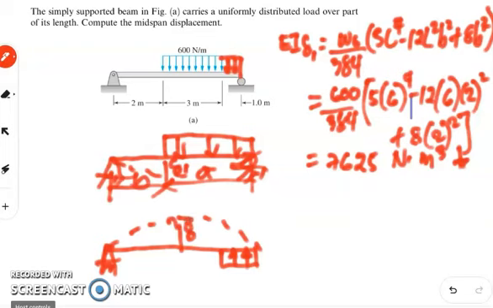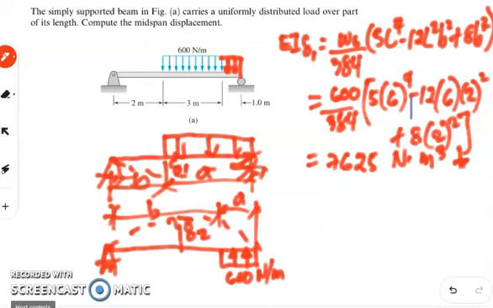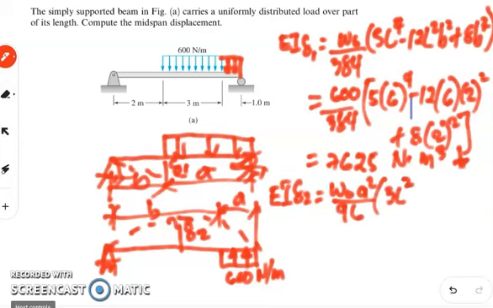The delta is delta sub 2. And of course, the intensity is still 600 Newton per meter. So our B, of course, is this one. And this is our A. So the formula that you will be using is EI delta sub 2, which is equal to W sub O, A squared all over 96 times 3L squared minus 2A squared.